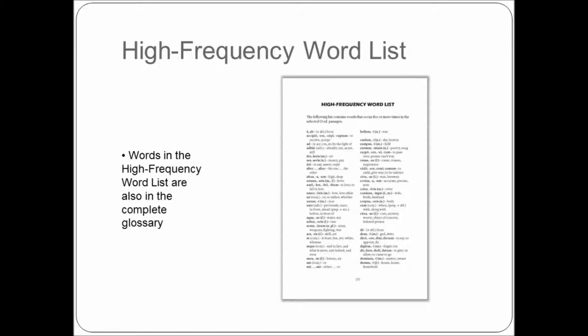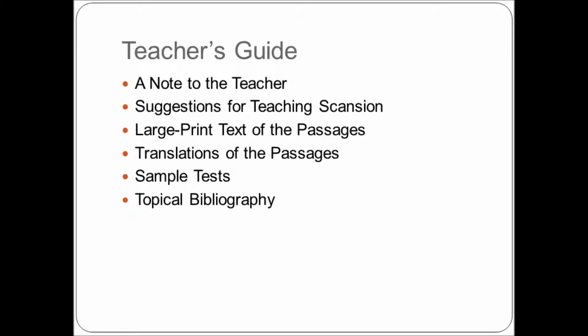The 3rd appendix is the high-frequency word list. This list contains all words occurring 5 or more times in the selections in this book. These words are also found in the complete glossary so that students may easily look them up. At just over 4 pages, this list is great for students memorizing vocabulary.